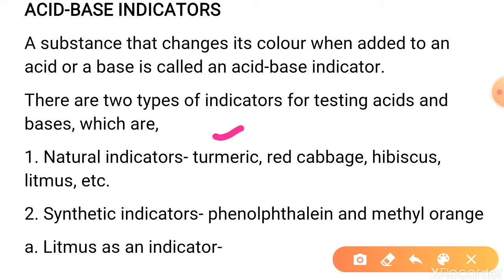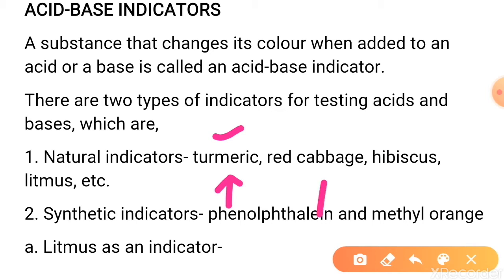Students, you must have seen the stain of curry on your shirt or on your dresses. When this stain is washed using soap, it turns from yellow color to red color. That is because of the turmeric which is present in the curry. So basically turmeric is indicator for bases and it changes its color to red in presence of bases.